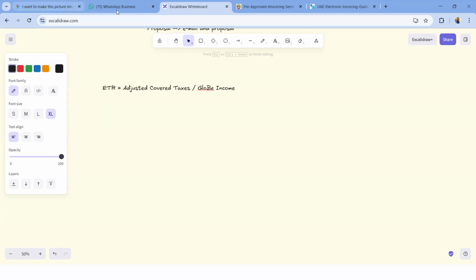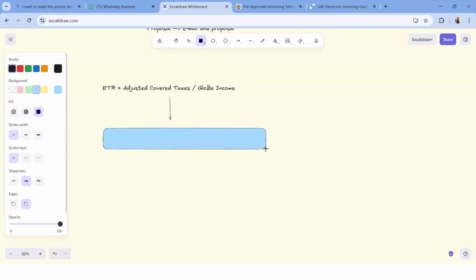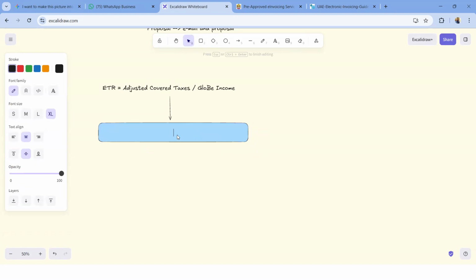Now, this is all fine. We have spent so much time in understanding what this is and what this is, so it is fine. But what is very important is, where would you use it? So let's get that very straight. Pillar 2 has the concept of what we call jurisdictional blending. It's very important to understand the meaning of this term. Now, what is jurisdictional blending?